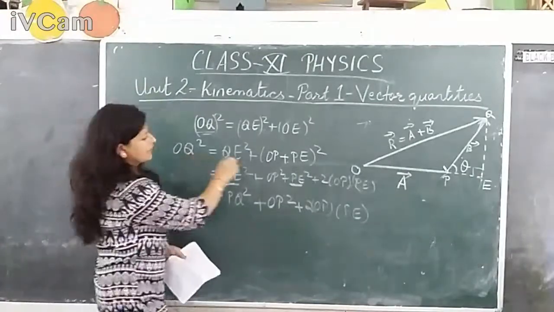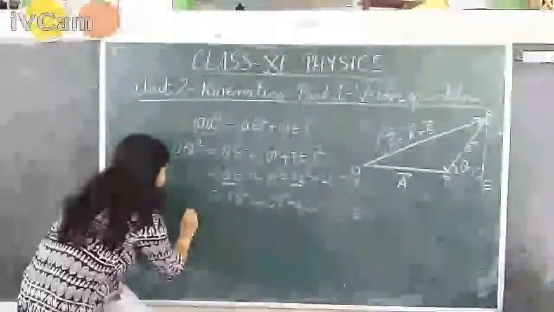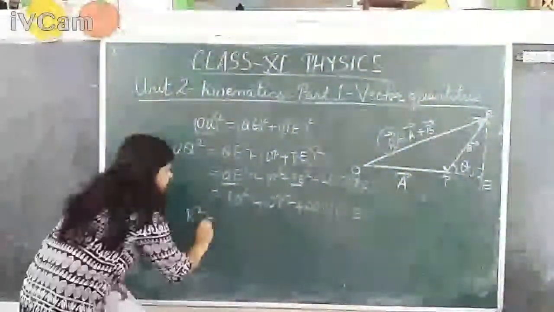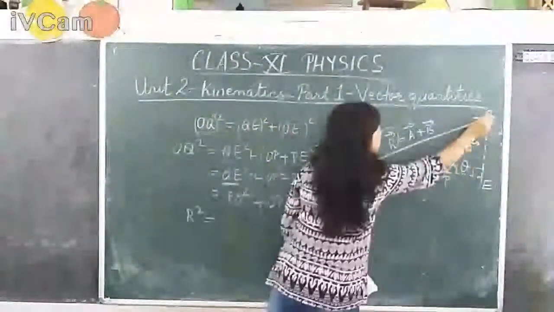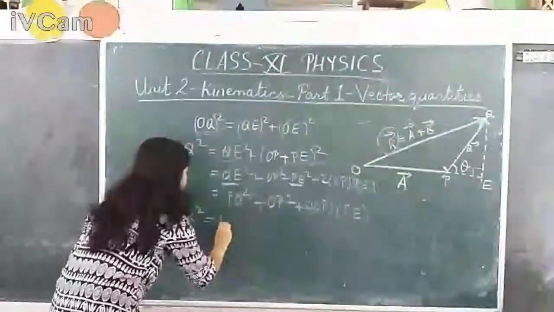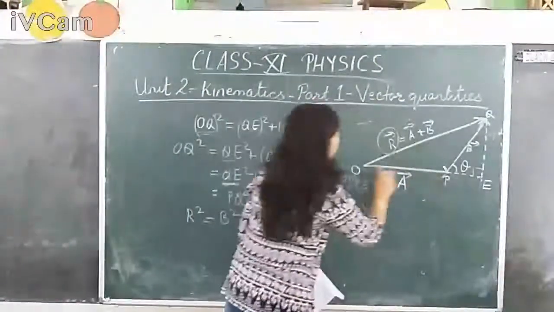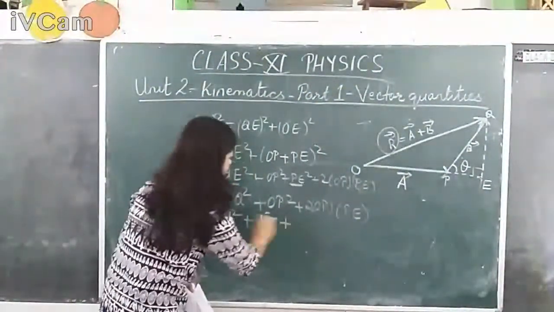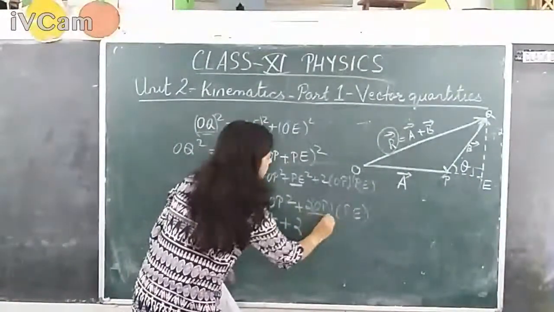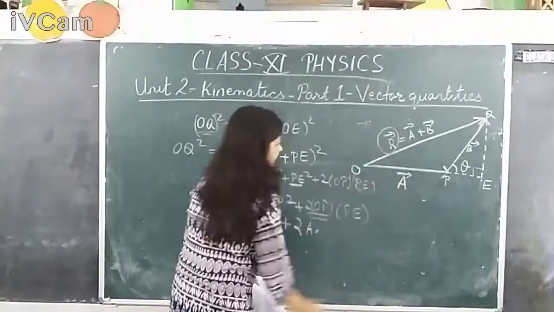Okay, now this OQ square, I have named it as R. We are just finding the magnitude. R square is equal to, what is PQ? PQ is the vector B, plus, what is OP? OP is the vector A, plus 2, OP is again A, into PE.